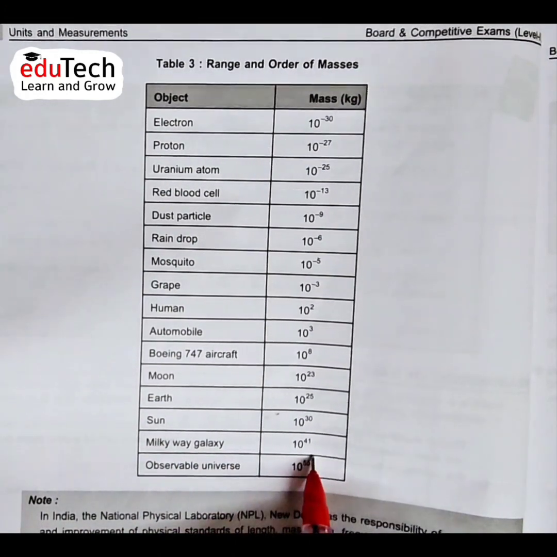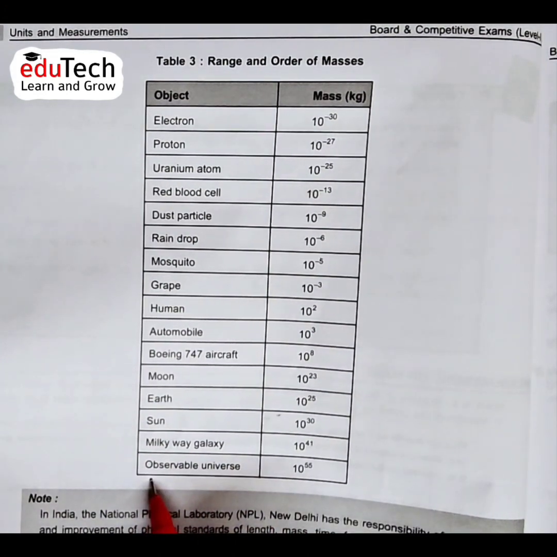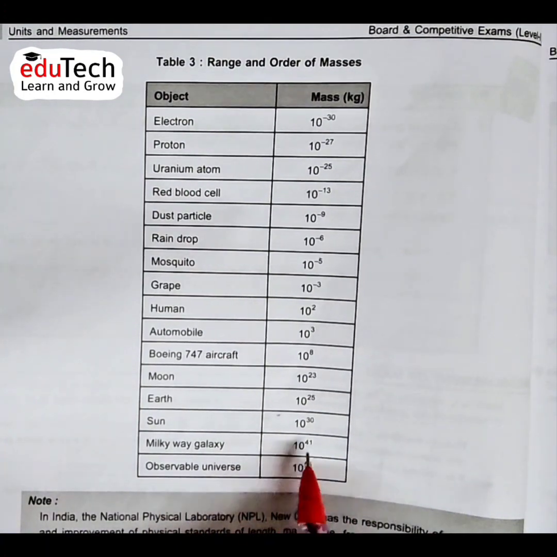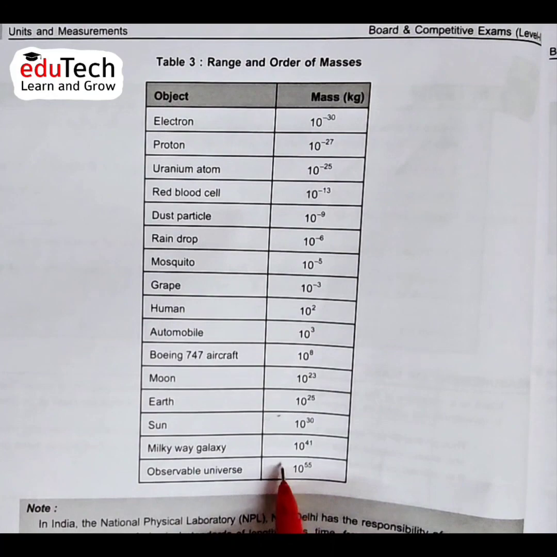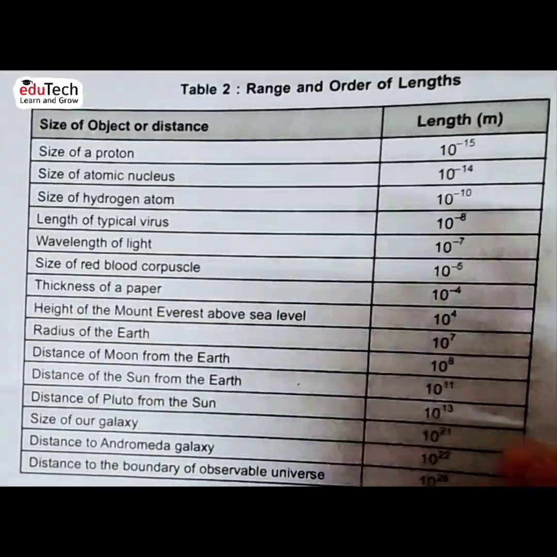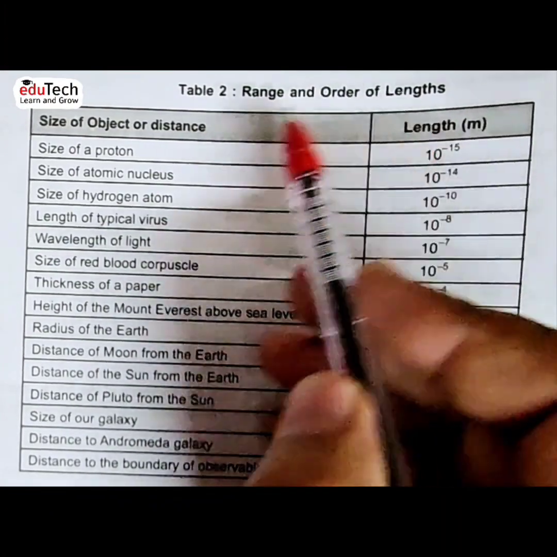Milky Way galaxy 10 power 41 kg. Observable universe 10 power 55 kg. Means our universe mass is approximately 10 power 55 kg. Now we are going to see range and order of lengths.